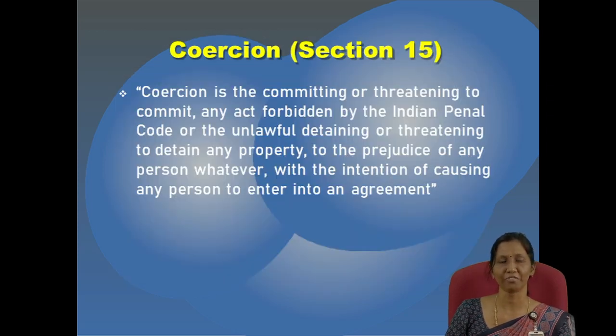Let us see the first one, coercion, which comes under Section 15. If a person gives consent because somebody is threatening them to enter into the contract, that contract is called a contract by coercion. It is not free consent because we are threatening the person, and the person is not willing to enter into the contract. Two or more parties influence them, threatening them. Actually, that is committing or threatening to commit any act forbidden by the Indian Penal Code. If you threaten suicide to someone, it is forbidden by the Indian Penal Code. It is not punishable because we cannot punish a dead person, but it is still forbidden by the Indian Penal Code.